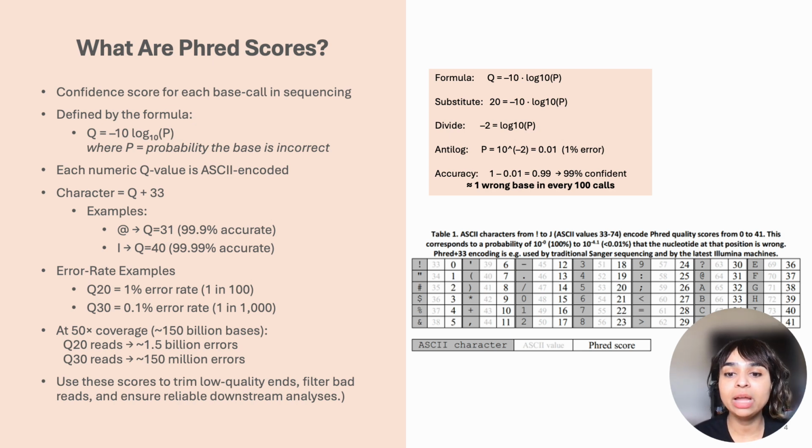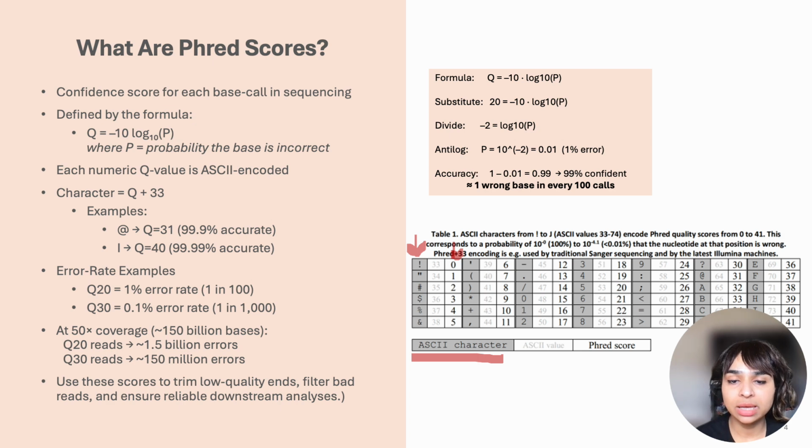Now, if you see this table here, the gray column corresponds to those quality scores that you can see in the FASTQ file, and they are stored using ASCII characters, which range from exclamation mark to J, and they correspond to the Phred score, which ranges from 0 to 41.